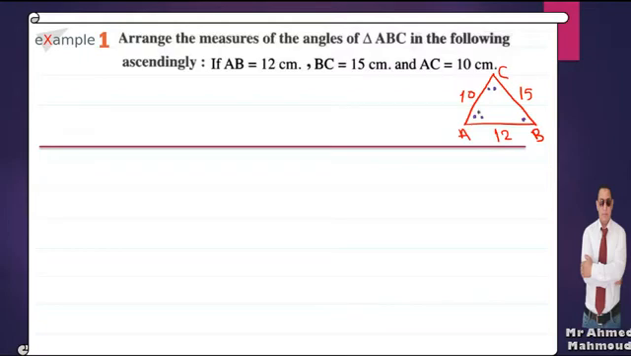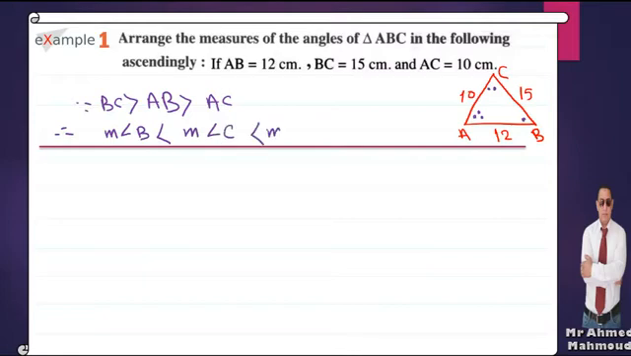Therefore, since BC greater than AB greater than AC, therefore the measure of angle B less than the measure of angle C less than the measure of angle A, and this is the ascending order.